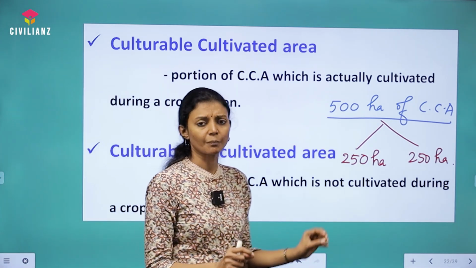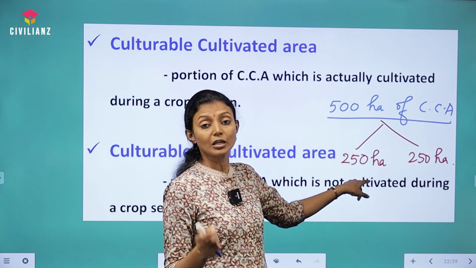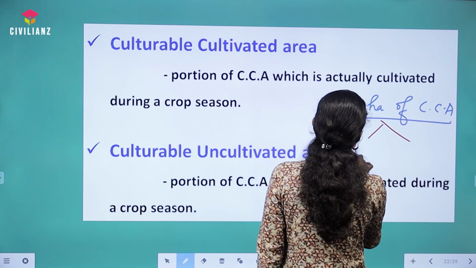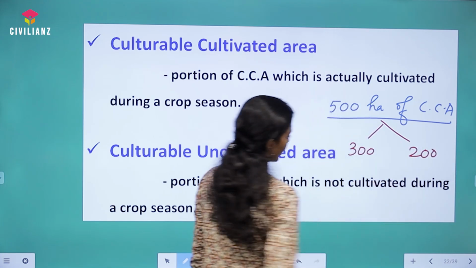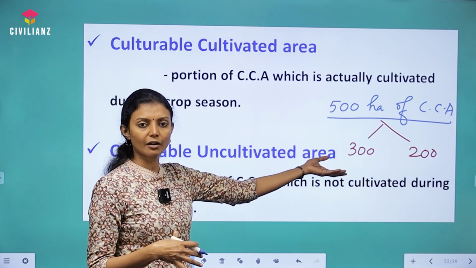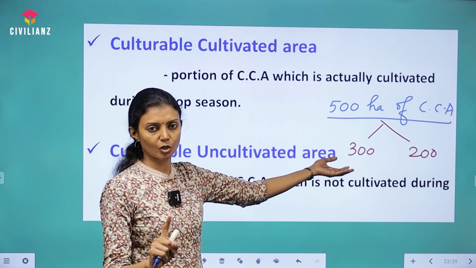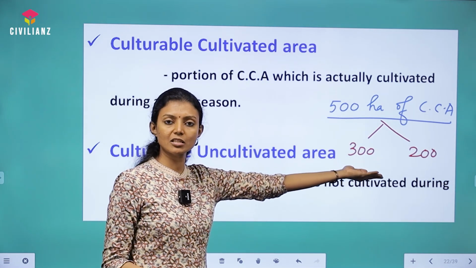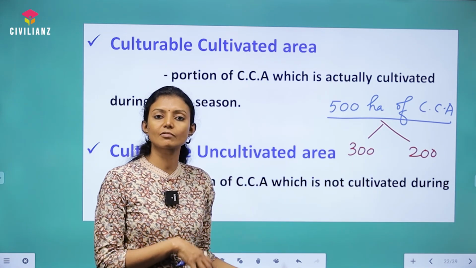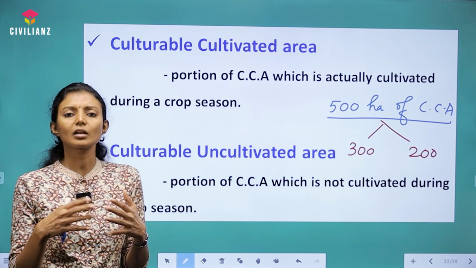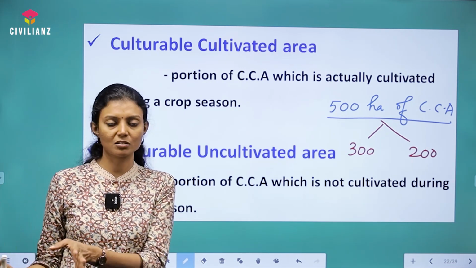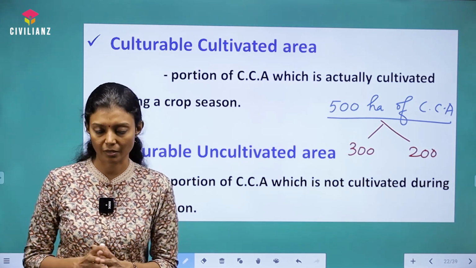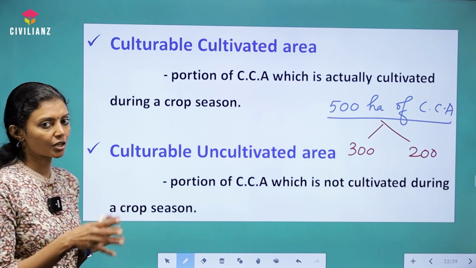For a particular season, it is not necessary that you have to take 50-50. You can also go for 300 hectares and 200 hectares, which means for 300 hectares you will be growing crops in a particular season, and 200 will remain uncultivated. For the next season, you will be cultivating in the 200 hectares and 300 hectares will remain uncultivated. So, basically you are giving rest to some portion during one season so that the soil can recover its moisture balance, its fertility, etc. So, I hope this portion is very clear to all of you.